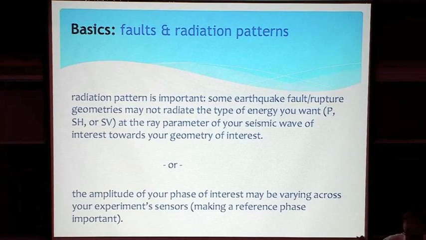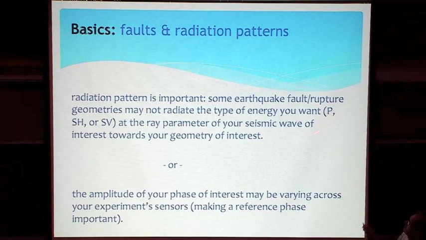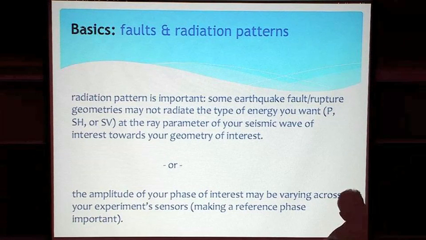And the region of interest. Fiji Tonga earthquake, and you want to know about the large low shear velocity province beneath Hawaii. That means you're recording it in North America. Well, maybe it didn't actually radiate anything. So, and then the amplitude may be varying across your array of sensors too for your phase of interest, but maybe not your reference phase. So that's a challenge. We have to worry about that.